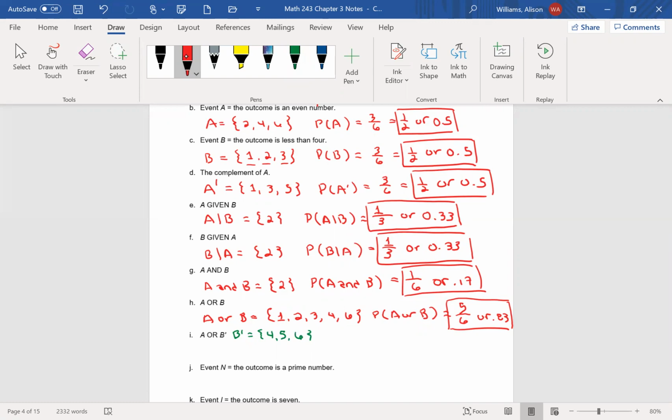So A or B complement then would be all of the numbers in A and all of the numbers in B complement combined. And again, we don't write repetition. So even though 4 is in both of them and 6 is in both of them, I'm not going to write that twice. Okay, so I'm going to write in order though. So 2, 4, 5, 6. There we go. So the probability of A or B complement is 4 out of 6, which is 2/3, or 0.67. Squeezing that in there.